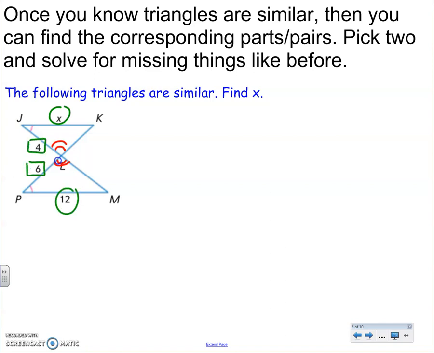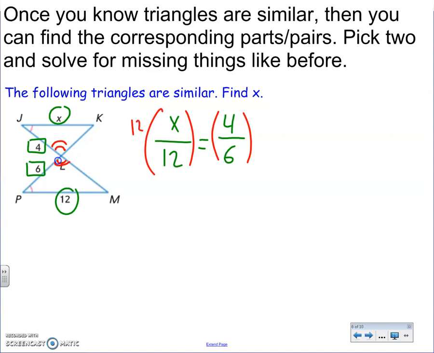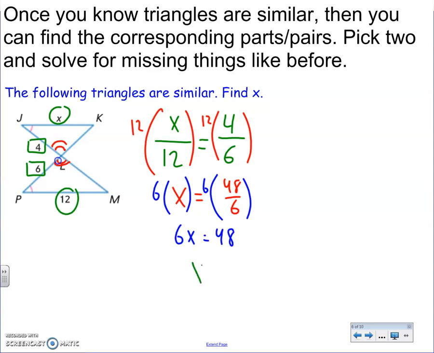All right, so I like doing pairs, corresponding parts, instead of triangle by triangle. So I'm gonna do circle pair over circle pair equals square pair over square pair. So I'll do top triangle circle, bottom triangle circle equals top triangle square over bottom triangle square. Here we solve this. Multiply both sides by 12. So this is X equals 12 times 4 is 48 over 6. I could reduce and be finished, but I'm just gonna do this just so y'all get used to getting rid of fractions. That's 6x equals 48. Then divide by 6. Final answer. X equals 8.